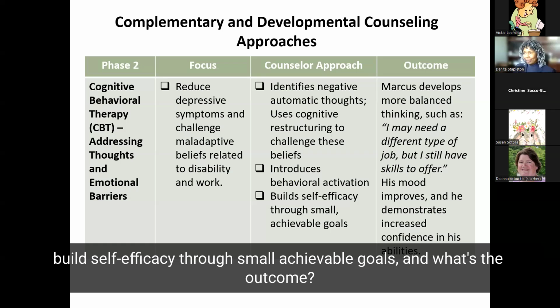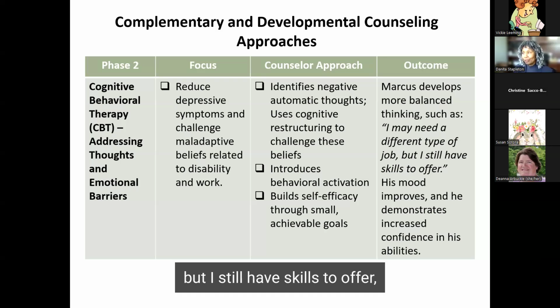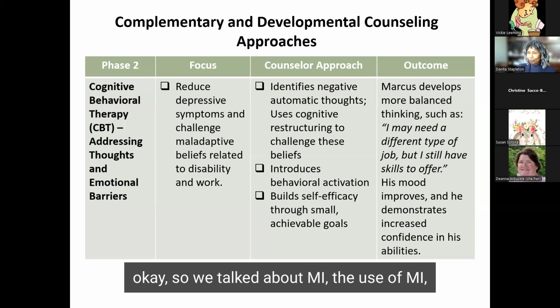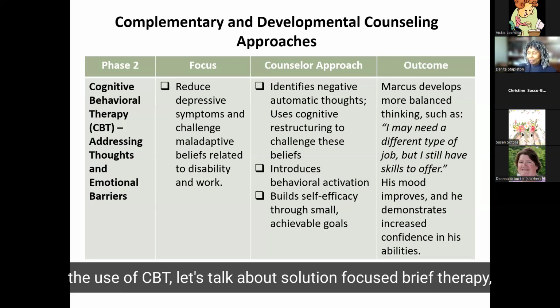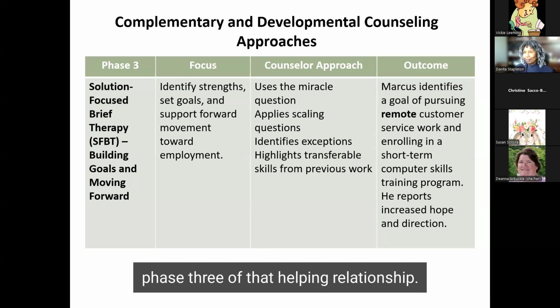goals. And what's the outcome? For Marcus, he develops more balanced thinking, such as, I may need a different type of job, but I still have skills to offer. His mood improves, and he demonstrates increased confidence in his abilities. Okay, so we talked about MI, the use of MI, the use of CBT. Let's talk about solution-focused brief therapy, phase three of that helping relationship.